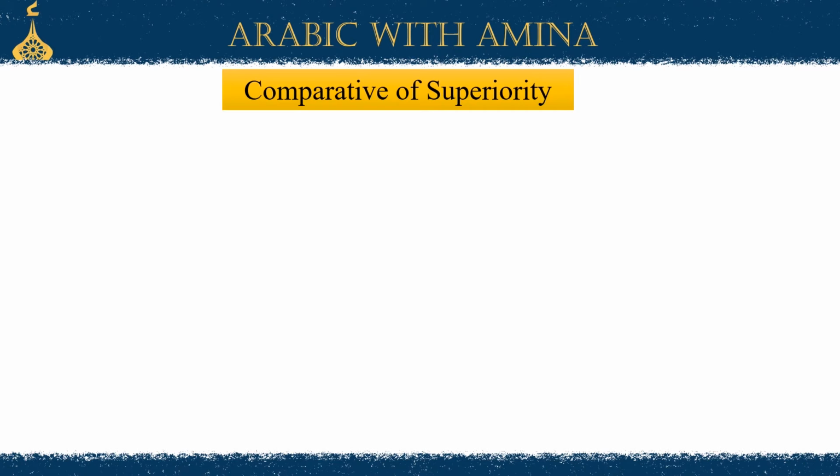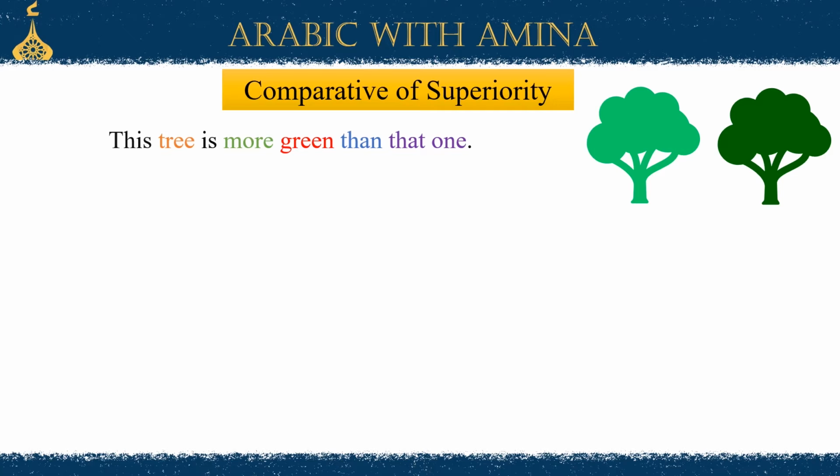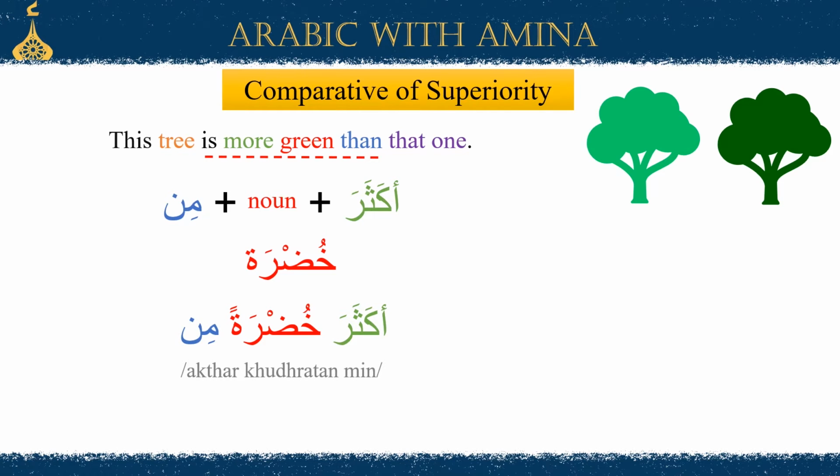We're going to do it another time to make sure we fully grasp this concept. We have our sentence, this tree is more green than that one. We are using the word more with an adjective and than. In Arabic, the rule would be أكثر, which is more, plus noun, plus min. The noun in Arabic for green is خضرة. We are going to input this into our little rule. So it becomes أكثر خضرة من, more green than.